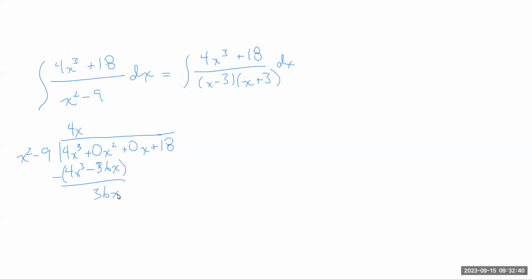So I get 36x plus 0x plus 18. Now what? I think that's as far as we can take the division, right? Based on the way the division went, I just traded that integral for what new integral? Plus 36 plus 18 over x squared. And I will put the factors back in.